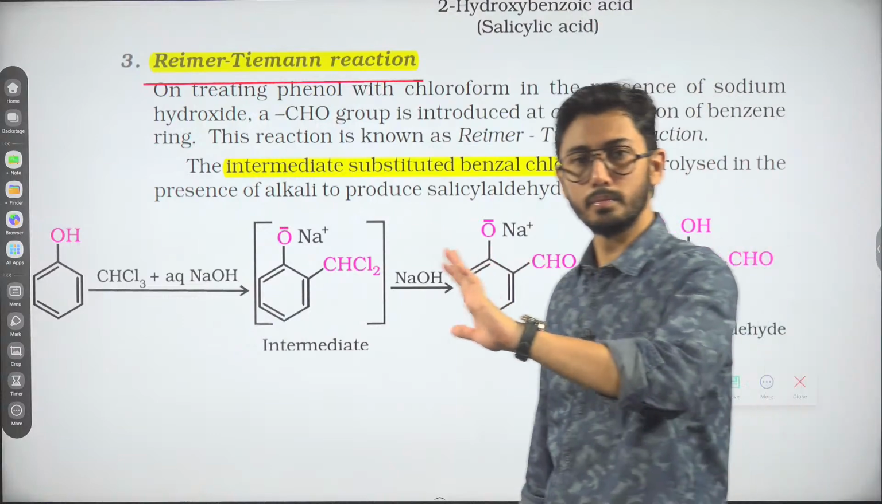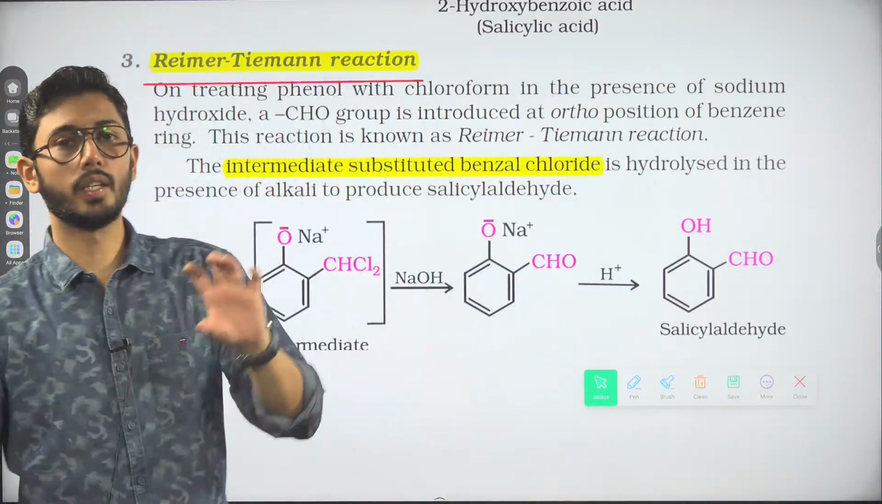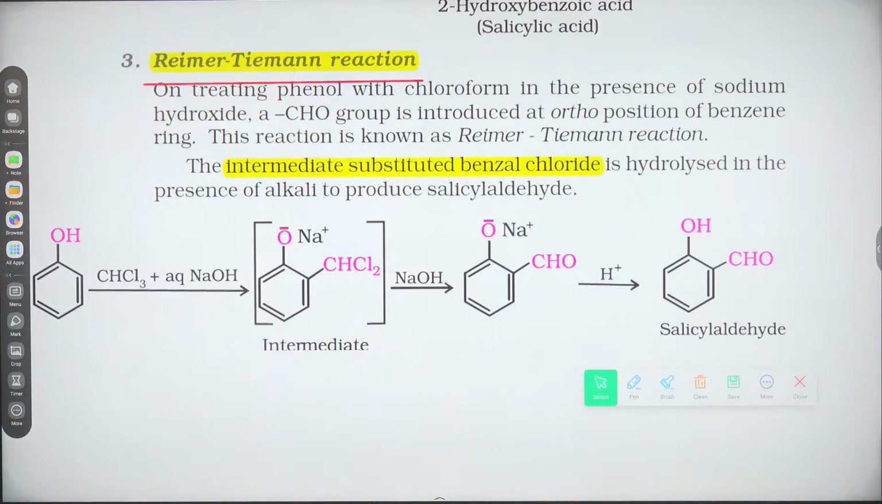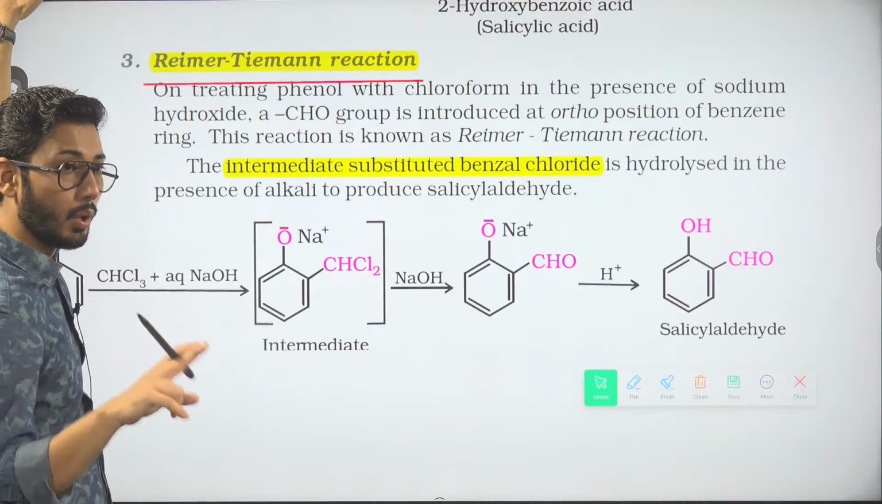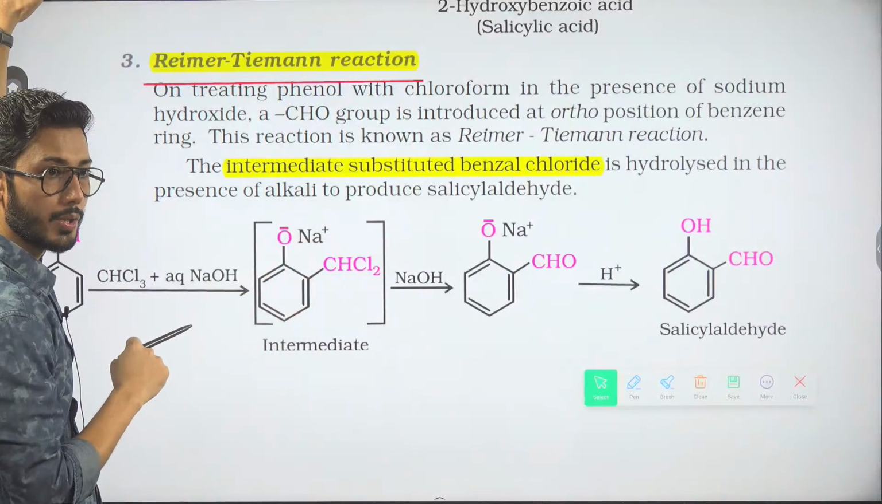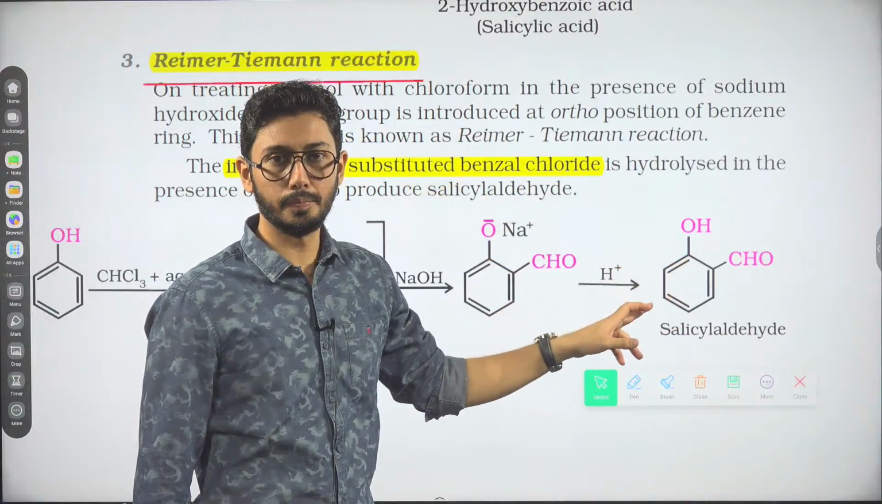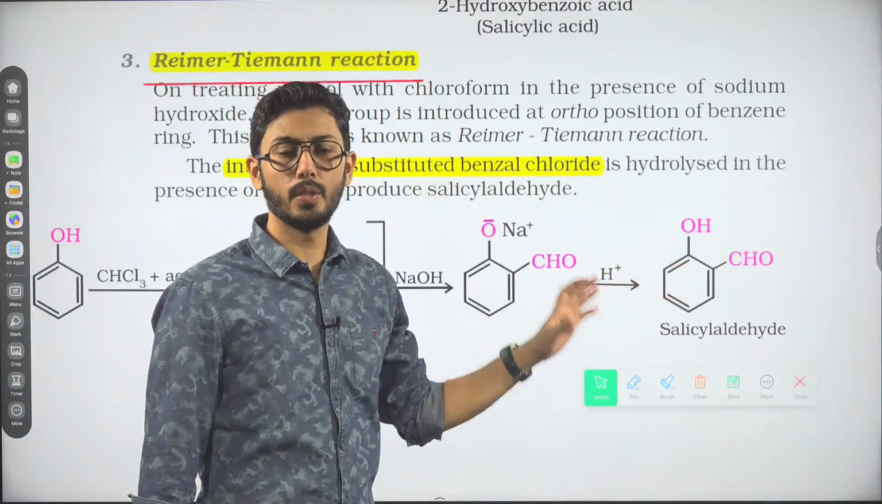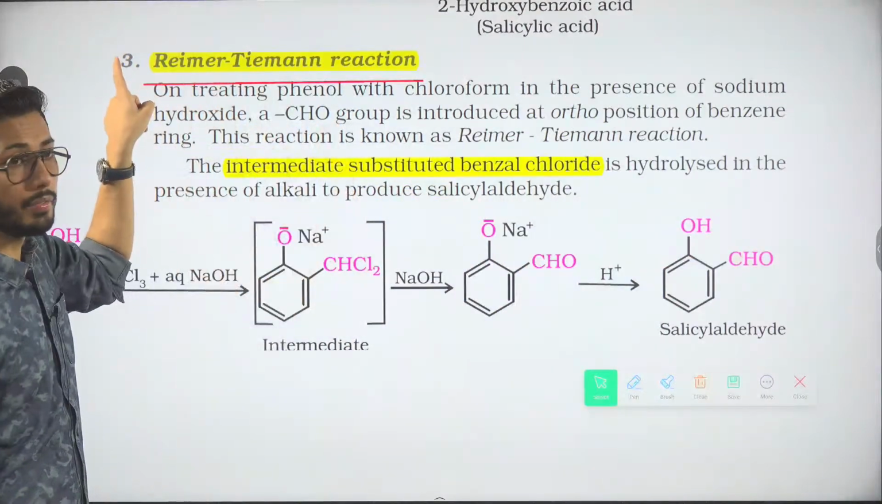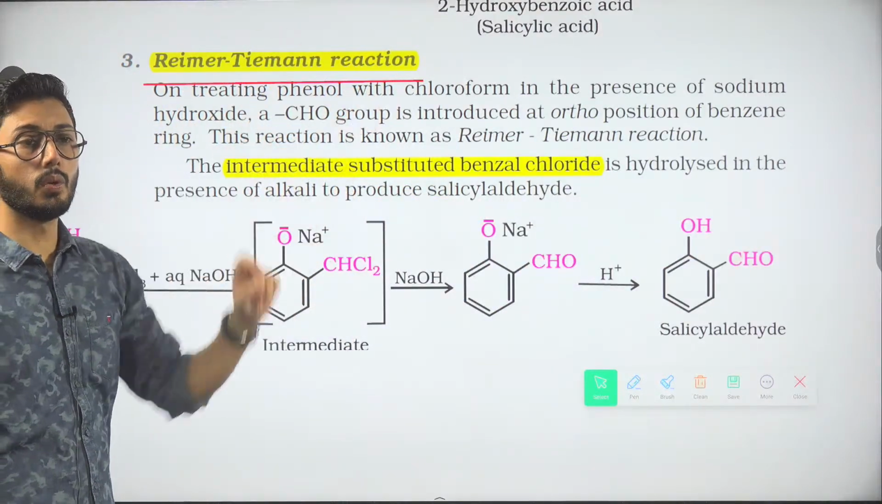Mechanism was done in class and written also, but right now, if you do not remember, minimum remember phenol to salicylaldehyde formation. It is ortho-hydroxybenzaldehyde. Okay? By which name reaction? Reimer-Tiemann. The one above, phenol to salicylic acid, is Kolbe's reaction.